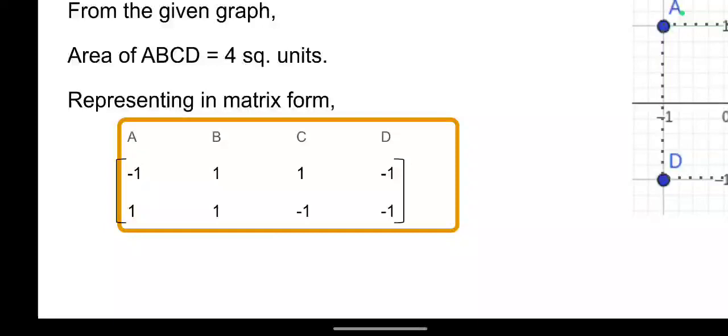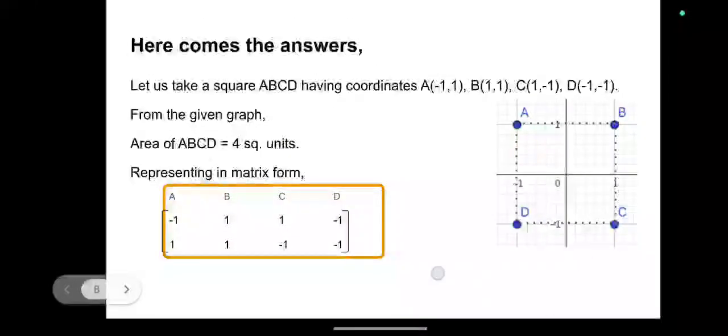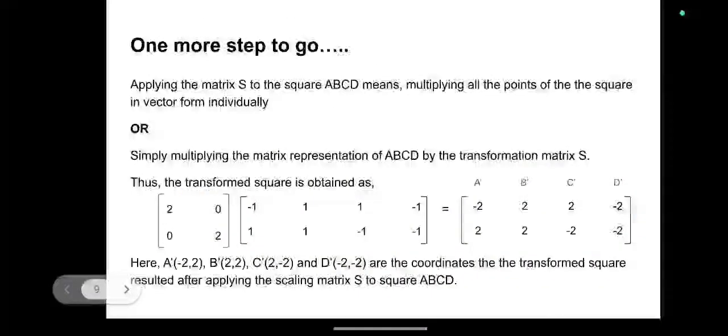The second column represents B, third column represents C, and the last column represents D. Here each row represents either X coordinate or Y coordinate. The first row represents X coordinate for each point, and the second row represents Y coordinate for each point. Now, we previously defined matrix as a function which takes certain values as input and returns some values as output.